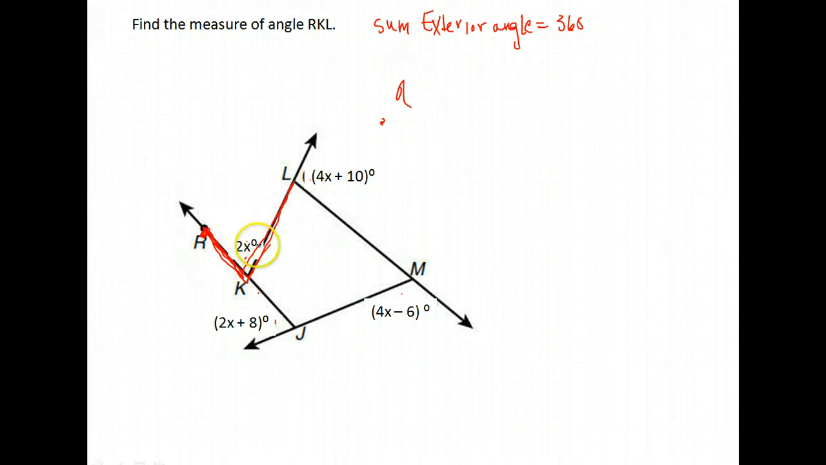So let's add them together. So I have the angle that was 2x plus the next angle is 4x plus 10.